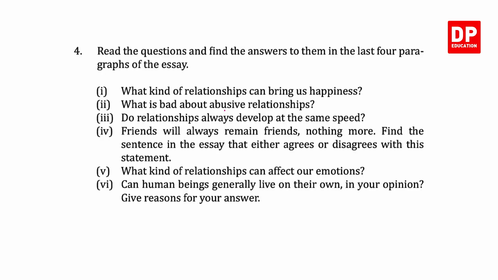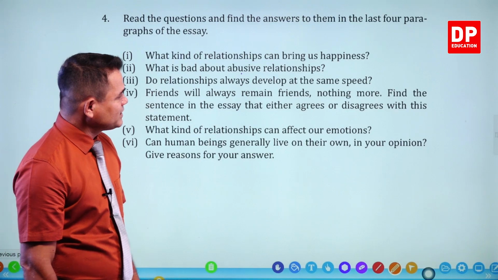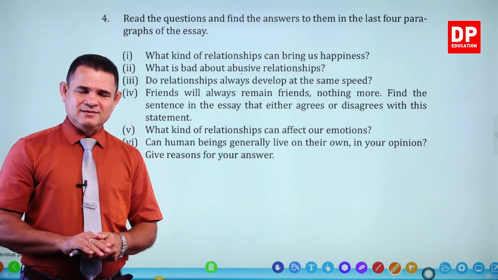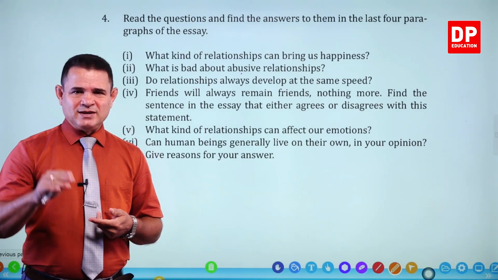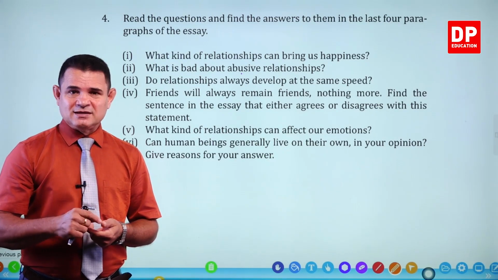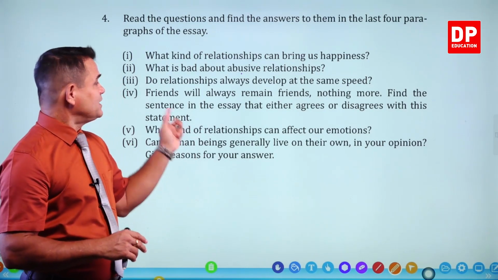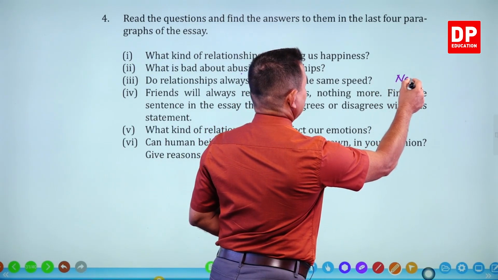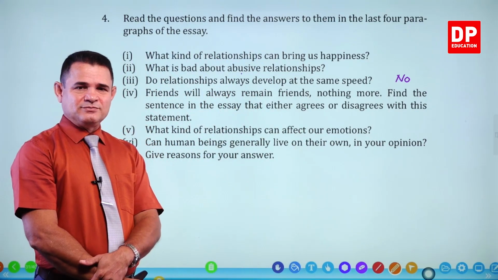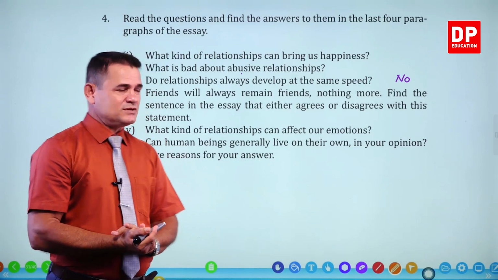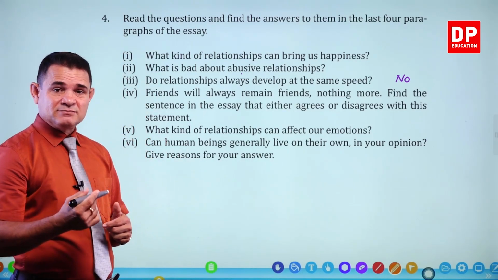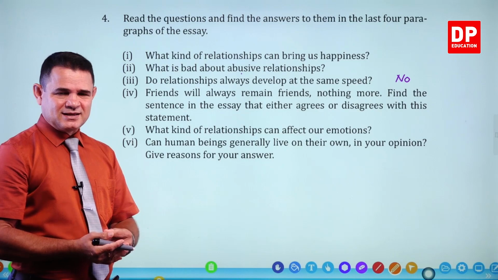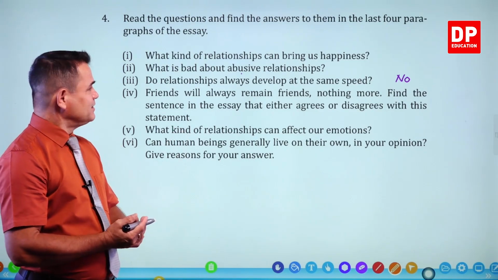Third question, do relationships always develop at the same speed? Do relationships always develop at the same speed? No, some are very quick. Some take months and years. So the short answer you can give is no. The reason is not asked. Simple short answer you can give: no. Some relationships take months and years. Some develop very quickly. So you found that in the essay.